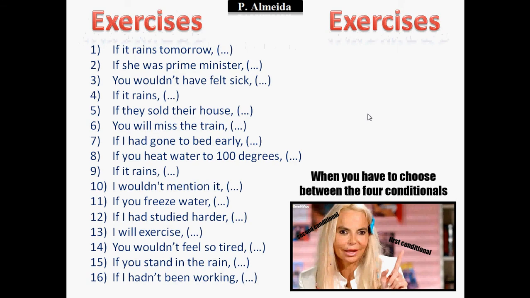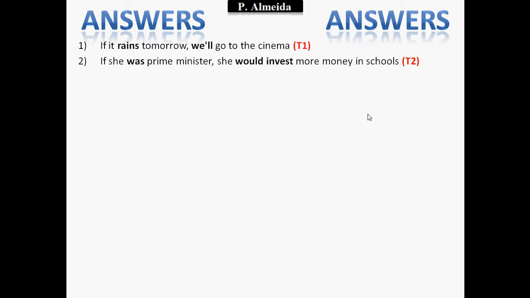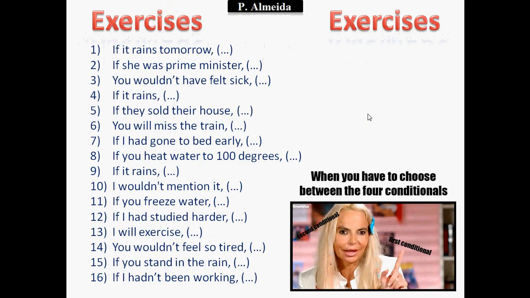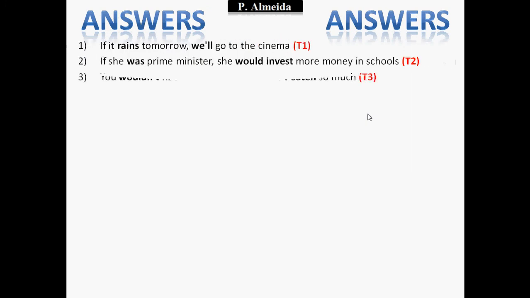Now, second one, if she was prime minister. Now, they started with a past simple, so it needs to be type 2 conditional. So I need to finish the sentence by saying she would invest, would plus infinitive, more money in schools. Okay? Next one, it said you wouldn't have felt sick. Now I have wouldn't have felt sick, okay? So this tells me that I have type 3 conditional.